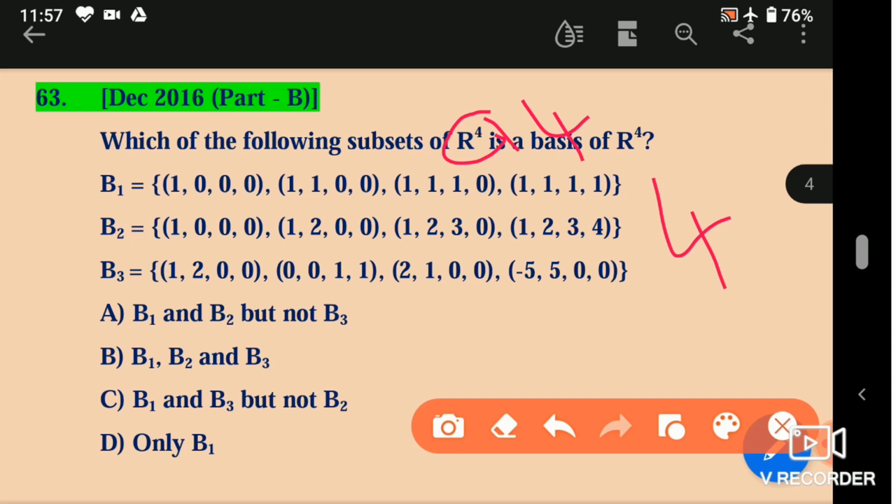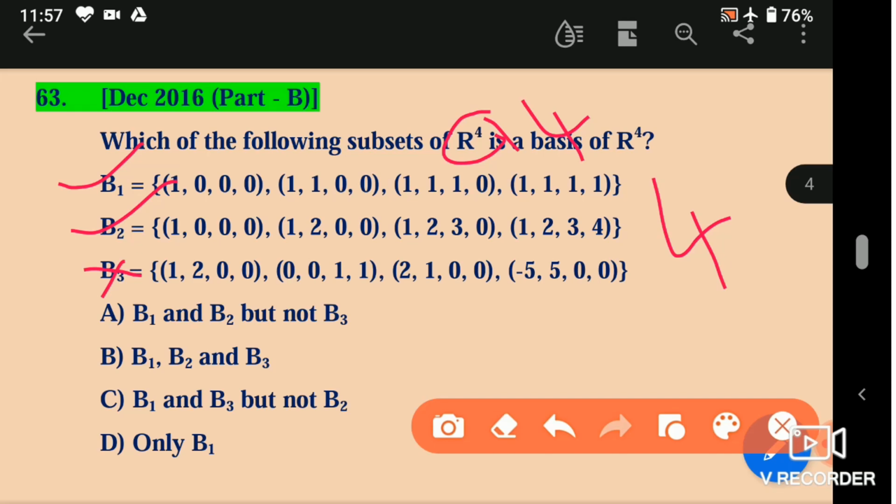So the determinant of the first row 1 0 0, second row like that, right? It will become a triangular matrix. All the diagonal entries are 1. So determinant not equal to 0. Second also determinant not equal to 0. But for B3 the determinant will be 0. So B3 is not linearly independent. So B3 cannot be a basis. So B1, B2 okay. B3 is not a basis.